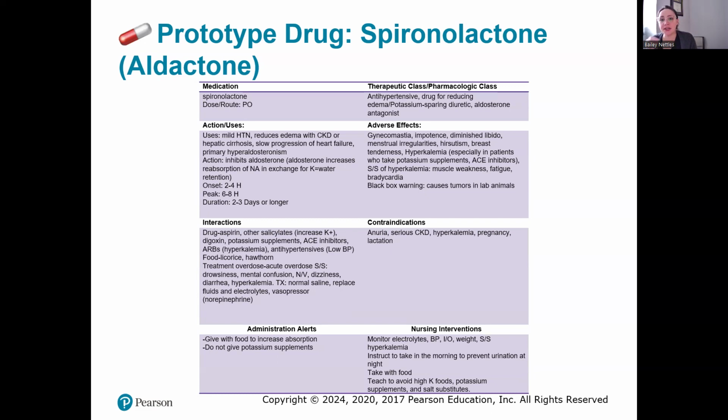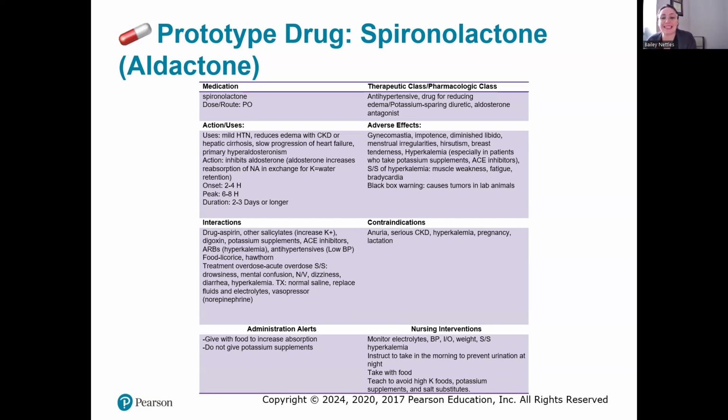So aldosterone increases the reabsorption of sodium in exchange for potassium. Okay, so when the aldosterone is released, it goes into the kidneys and it says, give me that sodium, you can have the potassium, and so the potassium and the water leave. So if it blocks that, it's going to hold on to the potassium, and the water is still going to follow the sodium. Okay. So it still causes diuresis and the diuretic effect, but it will hold on to the potassium.